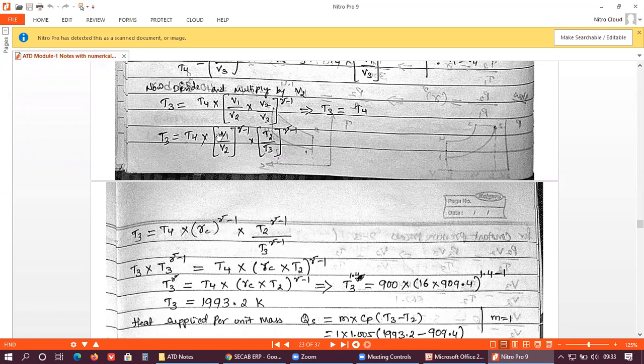Now you just substitute the values here. T3 is equal to T4 into RC, or R raised to gamma minus 1, multiplied by T2 raised to gamma minus 1 divided by T3 raised to gamma minus 1. So you'll get an expression something like this. R and RC are the same here; R is nothing but the compression ratio. If you observe it carefully, the only unknown here is T3, whereas all the other terms are known.